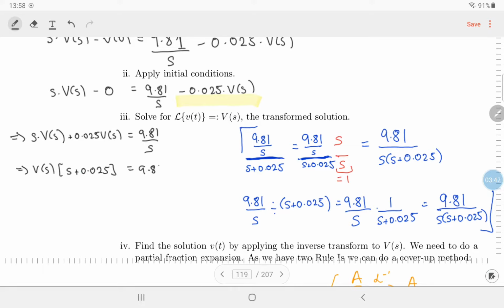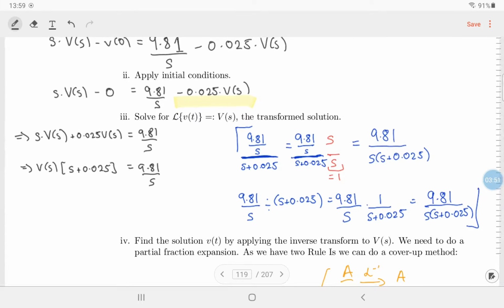The 9.81 over s. Now the blue stuff on the right is explaining what happens next. The easy way to explain this is to say, you want to get V of s on its own, and it's multiplied by s plus 0.025, so divide both sides by s plus 0.025. The way I would say it, the easiest way in my opinion, is you've got 9.81 divided by s and also divided by s plus 0.025. So I think that's the easiest way to think of it.